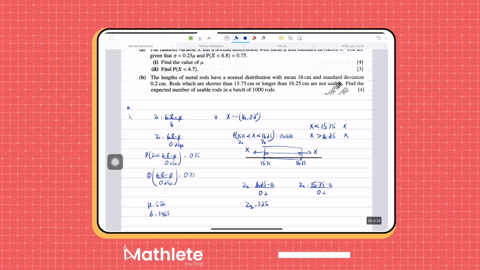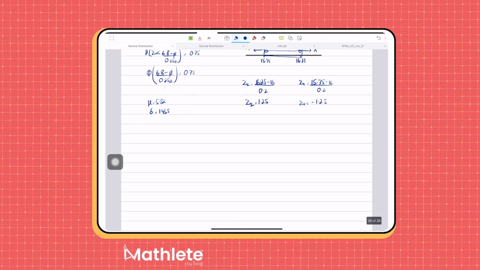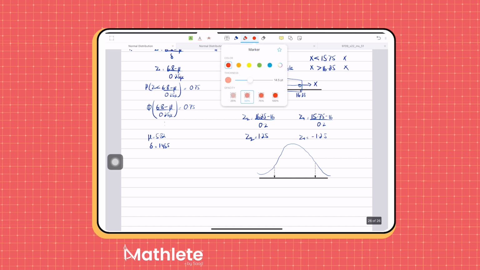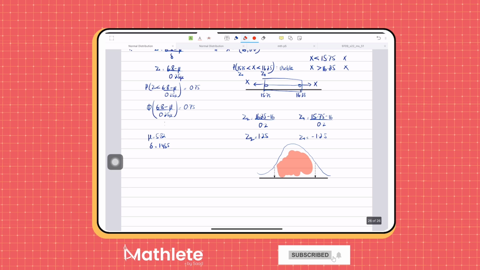So symmetrical are here. Z1 is equal to minus 1.25. Now a good idea would be to first map on the curve what we want, so it's easy for you to find out the probability. So you understand what it is that you have to do. You have to find out the probability of this region right here. This is 1.25 and this is minus 1.25. 788 or 789, yes, 788, 789 is the correct answer.